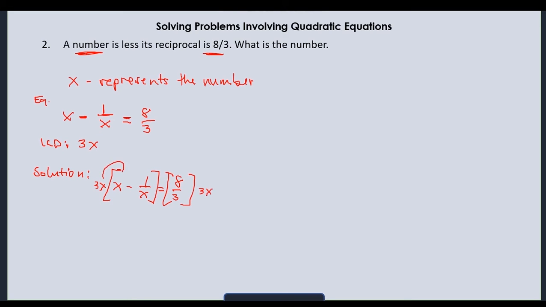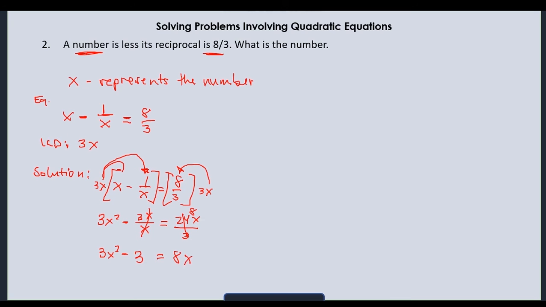So 3x times x will give me 3x squared. Multiply 3x again on the second term. This is equal to minus 3x times 1 over x, where the denominator, I just copy that one. On the right side, multiply 3x by the numerator, 24x over 3. Next, let's simplify some stuff here. 3x squared minus 3x over x, so I can eliminate the x, giving me negative 3. The right side, 24x over 3, will give me 8x.